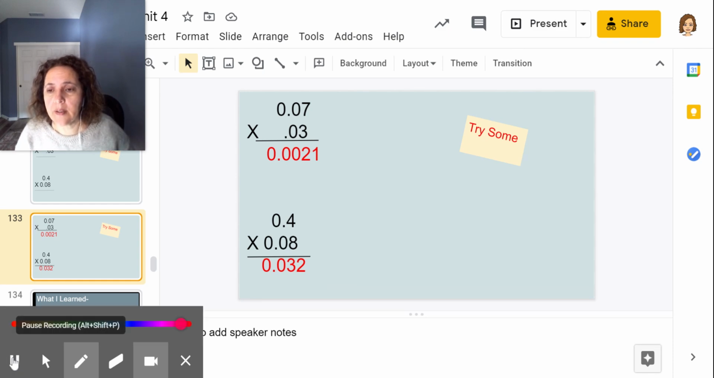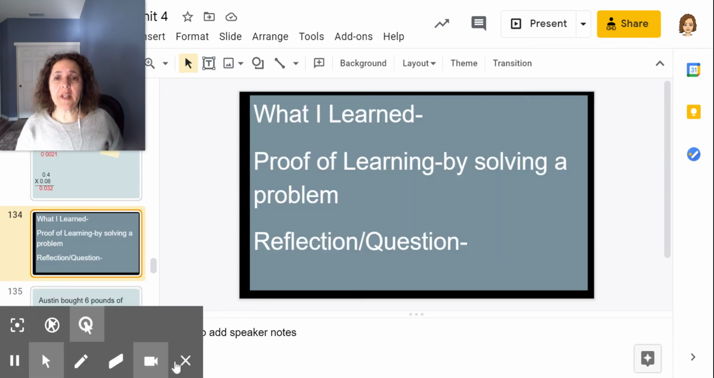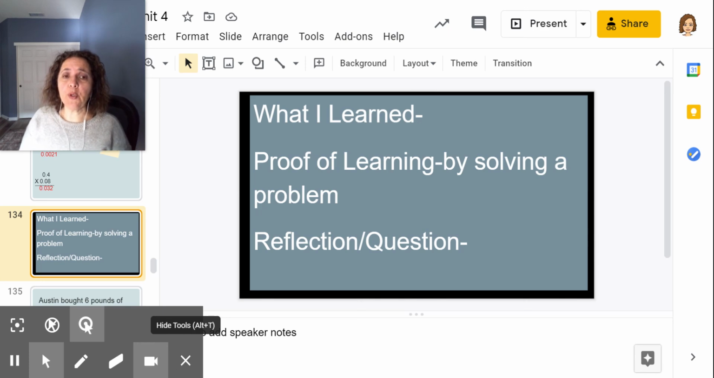All right, so write down what you learned today. Proof of learning by solving a problem. So you want to do a multiplication problem that involves 2 decimals, okay? And a reflection or a question you may have.